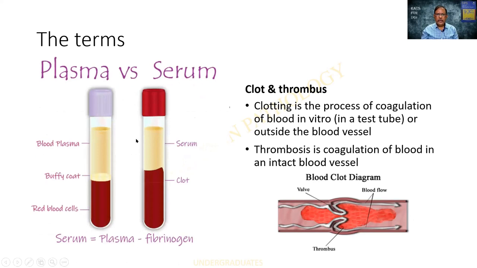Whereas, when you collect a sample and leave it for some time, it undergoes a clot and the serum gets separated. This is what we do in our laboratories. On the contrary, when there is an anticoagulant and it is being centrifuged, you get the RBCs, buffy coat, and the plasma. Plasma minus fibrin is equal to serum.